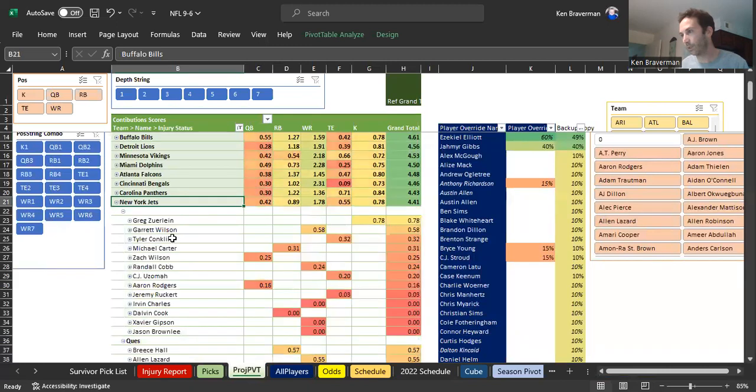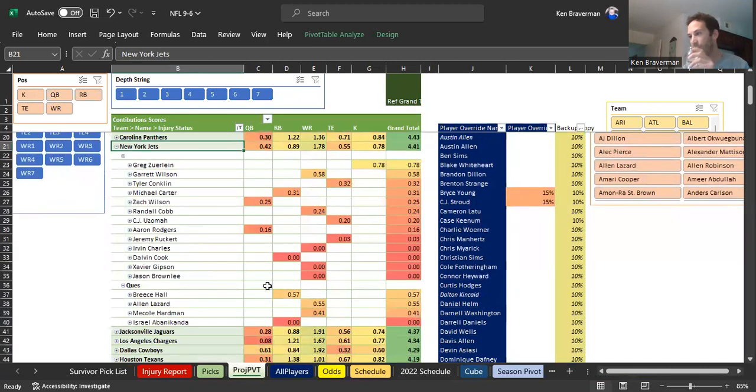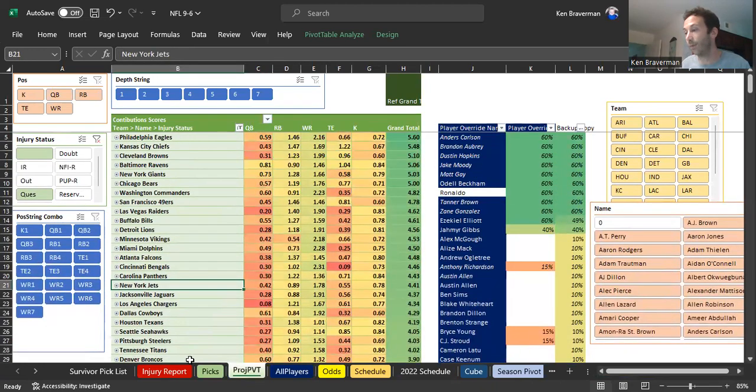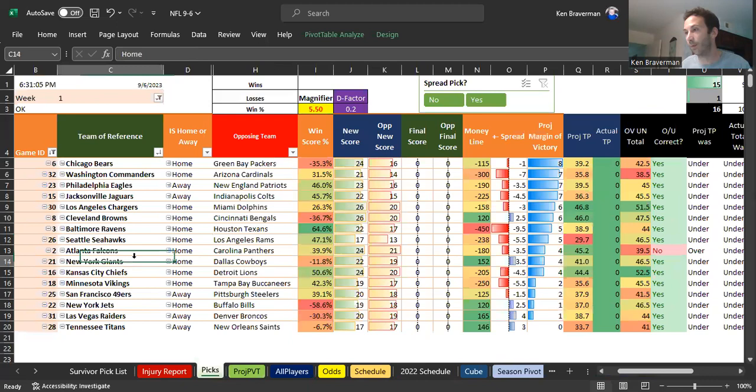The Jets questionable list. Oh, goodness. Breece Hall, Allen Lazard, Mecole Hardman, and Israel Abanikanda, who I don't have a rating for. 3 big guys questionable on the Jets. So that's why that game's flipping around, right? Really cool to look at it both ways, because it's not Buffalo. It's not the Jets. It's unknown way down here.